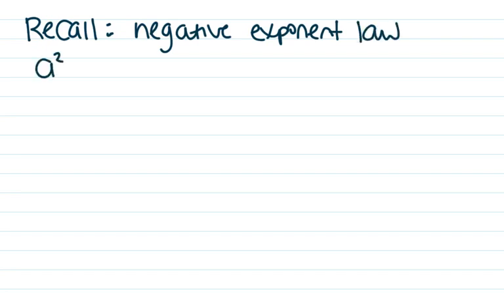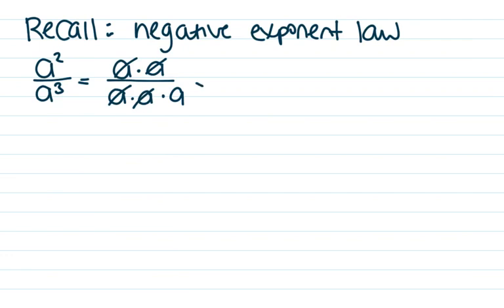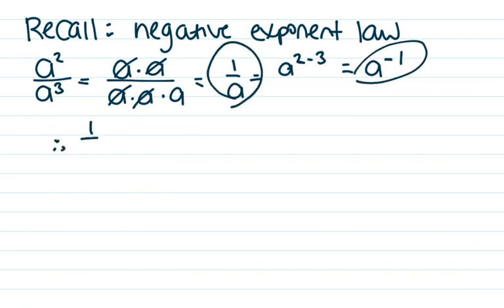So if I have a squared over a cubed, that's the same as a times a over a times a times a. Then I can start to cancel out, and I can cancel out two a's. Now I'm left with 1 over a. This is also the same as subtracting 2 minus 3, my exponents, because that's the division law, which leaves me with a to the power of negative 1. So therefore, 1 over a equals a to the power of negative 1.